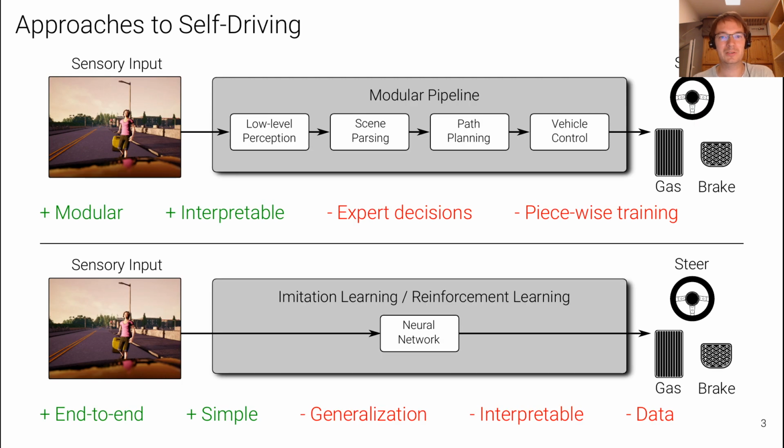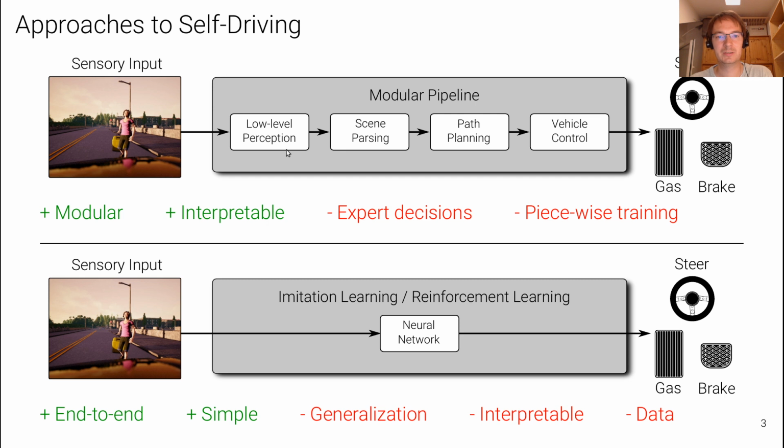There are two dominating paradigms to self-driving. On the one hand, we have the modular pipeline, where the image-to-action mapping problem is decomposed into a set of modules that can be independently developed by larger research and development teams. This is therefore one of the main approaches followed in industry. It also leads to an interpretable representation because one can inspect the interfaces between the individual modules.